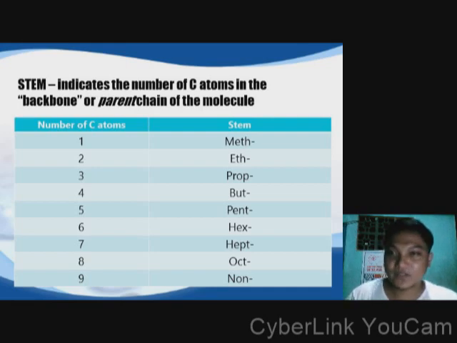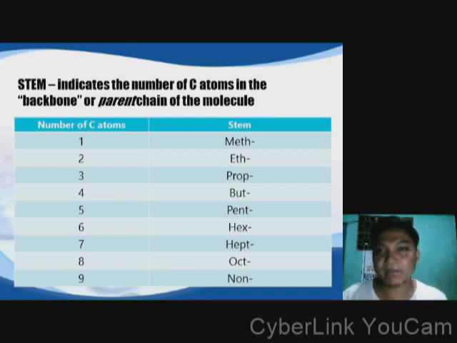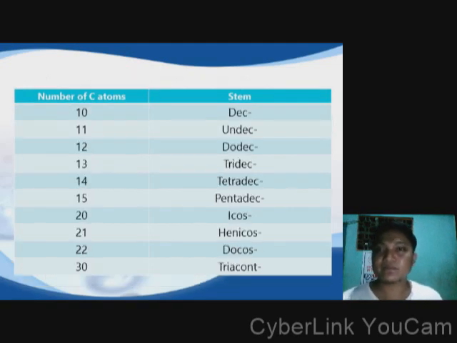So the stem indicates the number of carbon atoms in the backbone or the parent chain of the molecule. If there is one carbon atom, that is met. Two is et, three is prop, four is but, five is pent, six is hex. Seven is hep, eight is oct, and it continues up to 10. Ten is dec, 11 is undec, 12 is dodec, 13 is tridec. It depends upon your parent, right?